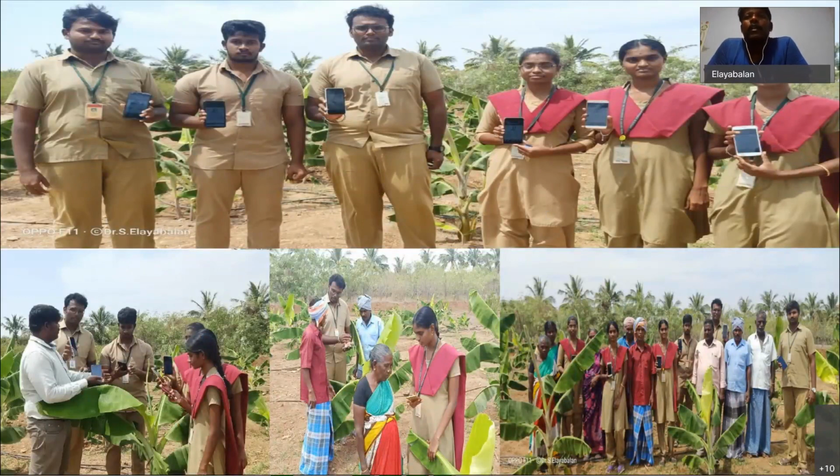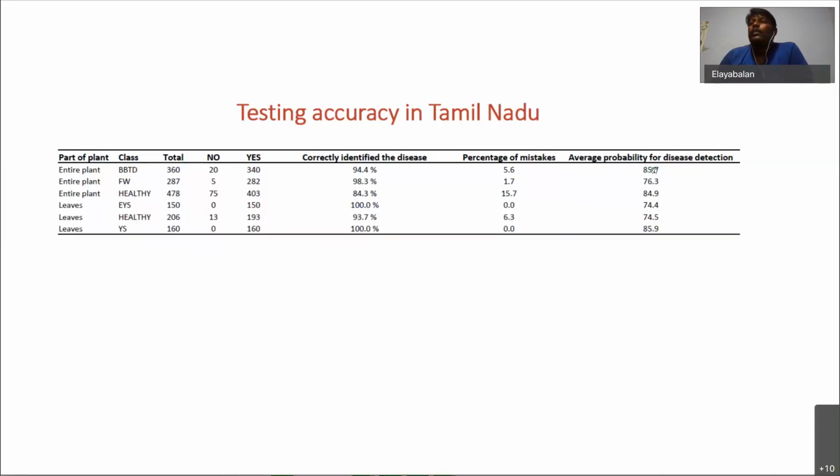The agriculture graduates are collecting more than 1,000 images in different mobile phones, different locations, different angles and different lighting. We are now annotating, and revalidation of our app is giving accuracies of 94, 98, 100 and 93. This is unpublished data; very recently we got these testing accuracies in Tamil Nadu. Okay, up to this, we talked about the mobile app.